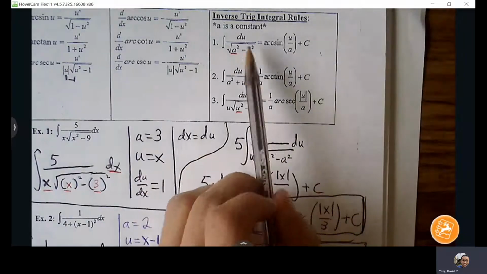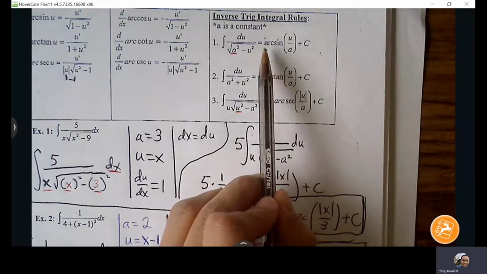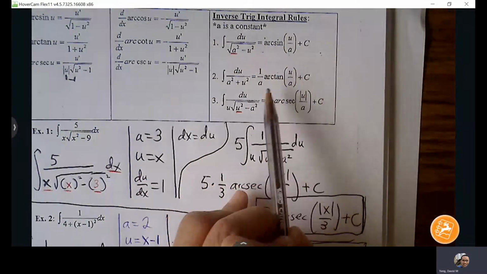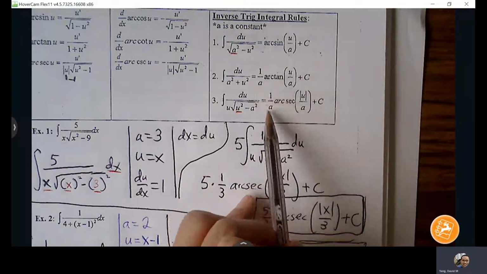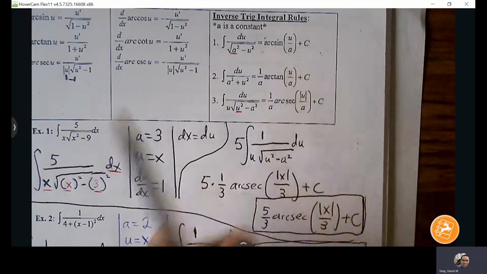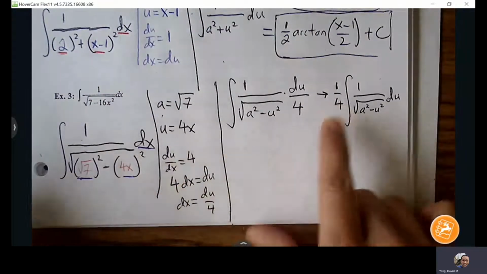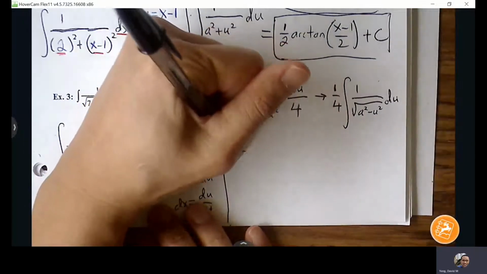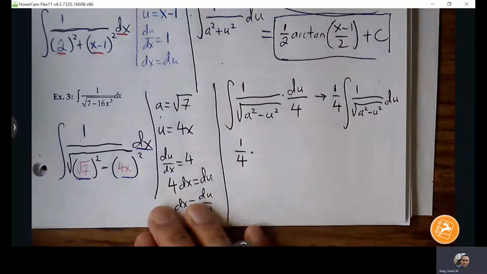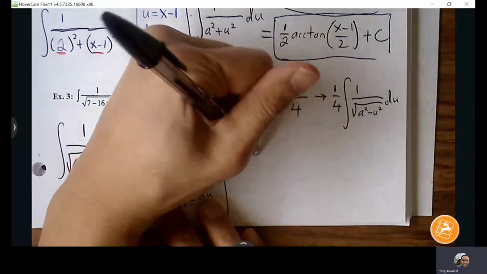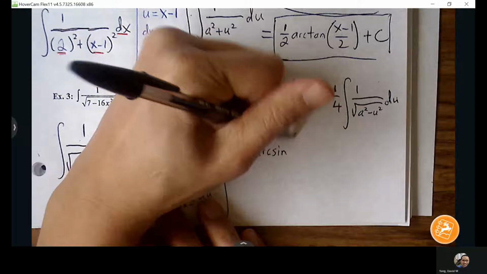Arc sine rule is the only one without a 1/a coefficient. It jumps directly into arc sine. Right, the arc tangent, arc secant, they both have 1/a. It's the arc sine that doesn't have it. So we're gonna jump directly to arc sine, but we do need to keep that 1/4. So we'll bring that 1/4 down. No 1/a, just arc sine. U/a.